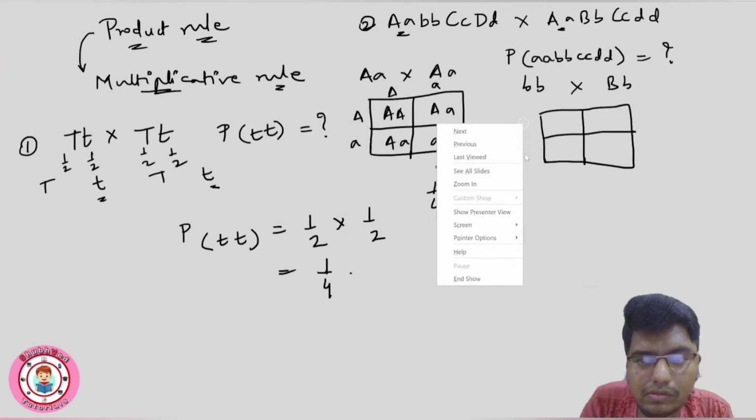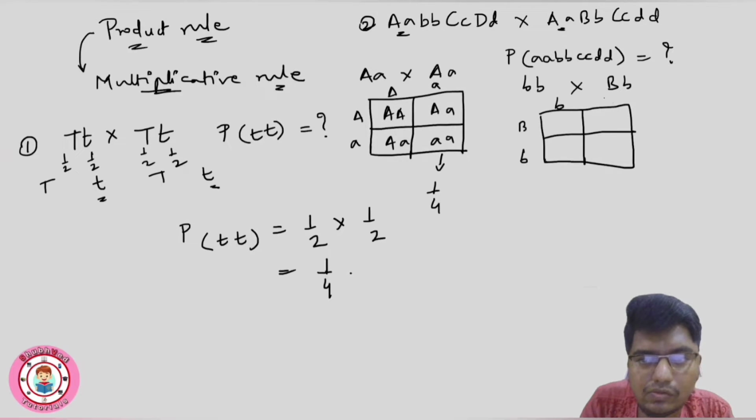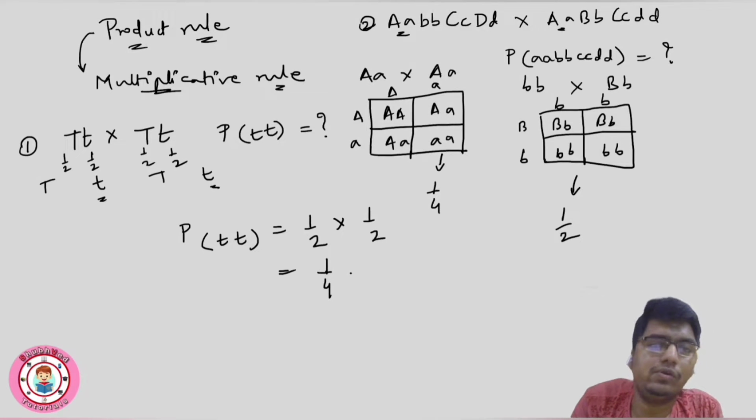This is capital B, small b, small b, small b. Now here, this is 50%, 1 upon 2, so this is 1 upon 2. So these crosses are very important. Understand? When it is heterozygous, then we know that recessive is 1 upon 4, right? And this cross 1 upon 2. So we can predict the next crosses then.